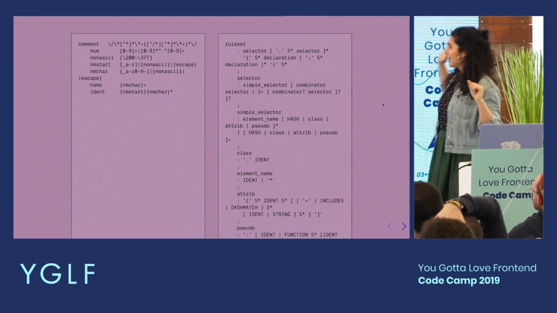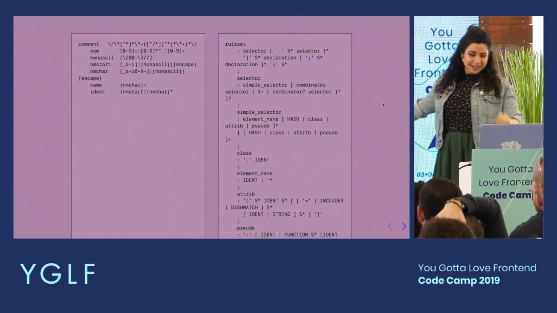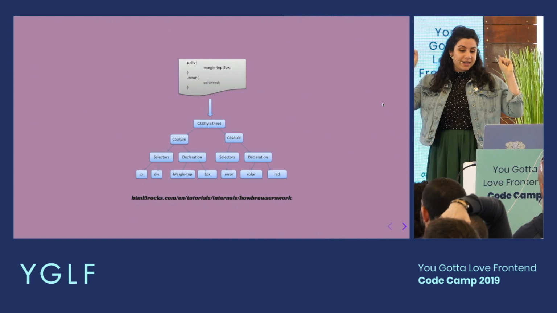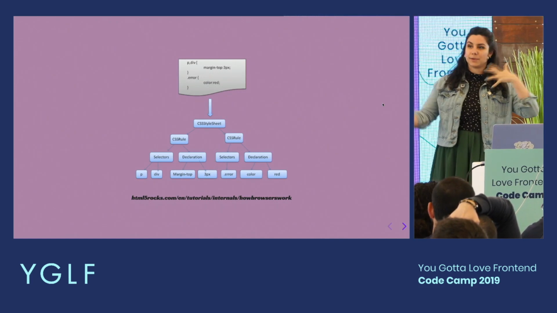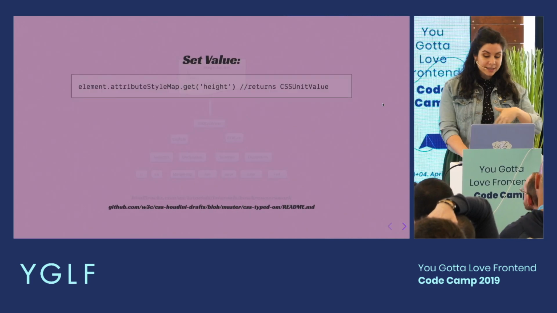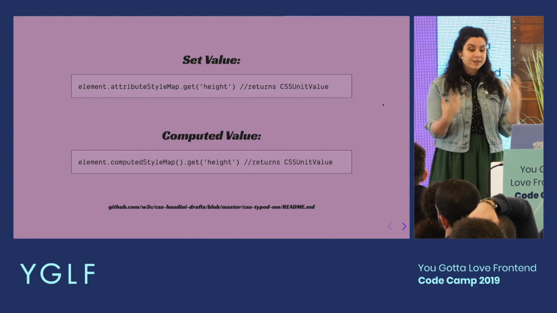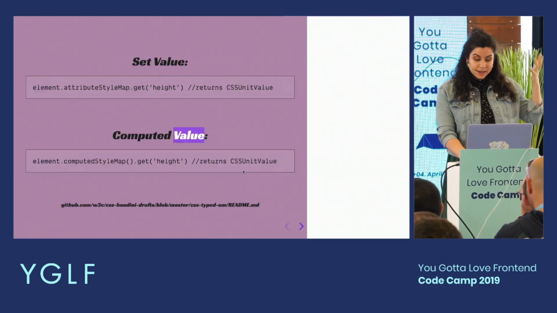Right now, this is sort of how the browser reads CSS. It looks for rule sets, declarations, it looks for specific key values, and it just reads it all as strings. So that's kind of why that interpolation wasn't working before. But with a typed object model, you can get the set value or computed value, and it returns a CSS unit value.